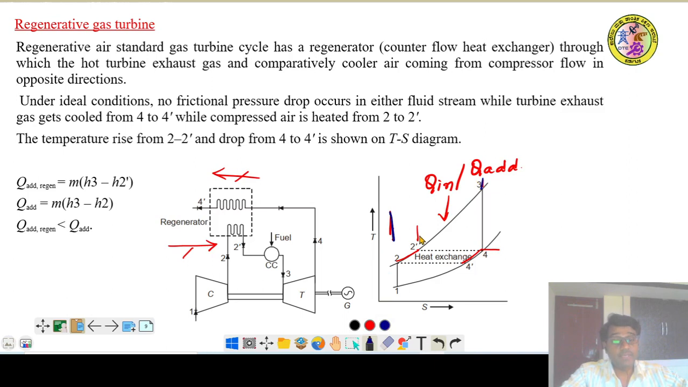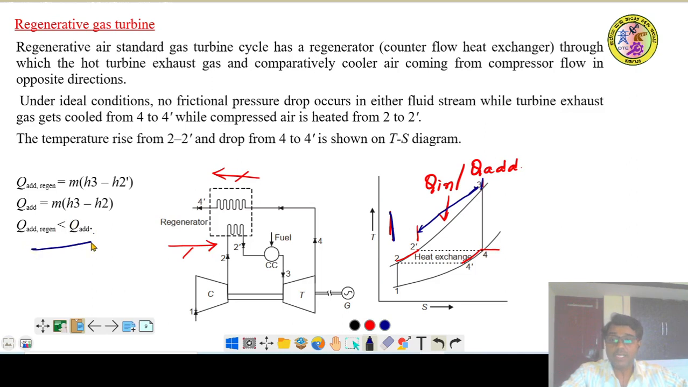When we use the heat exchanger, that is the regenerator, less heat needs to be added from 2 dash to 3. So that means Q added when we use the regenerator is given by M into H3 minus H2 dash. When we do not use the regenerator, Q added is equal to M into H3 minus H2. So Q added while using the regenerator is less than the Q added without it.